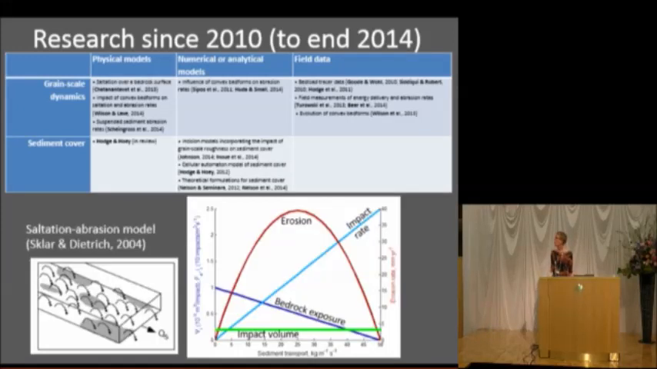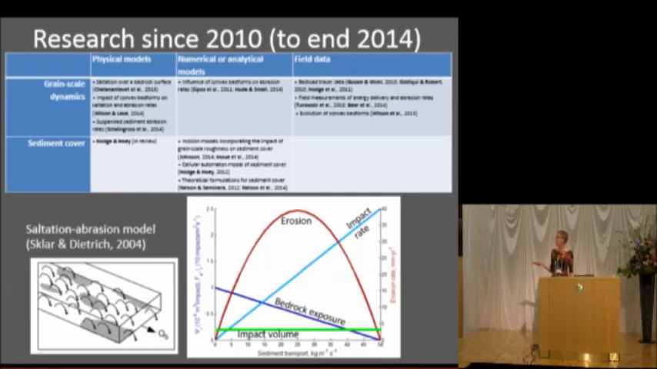What's quite notable, actually, if you look at a lot of this work, so this is just the smaller scale portion of the work, a key driving factor for quite a lot of these papers has been the saltation-abrasion model that Sklar and Dietrich developed in 2004. And it would just be useful to recap this model briefly.